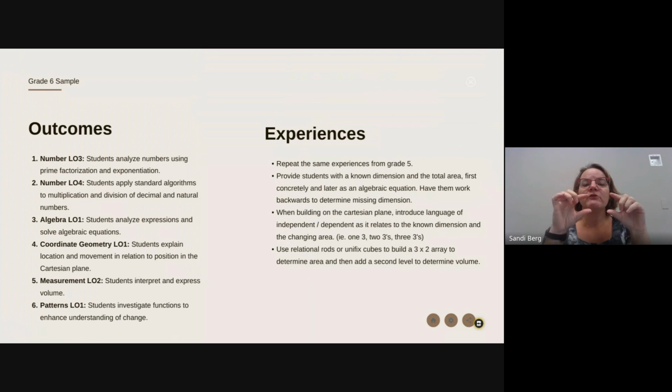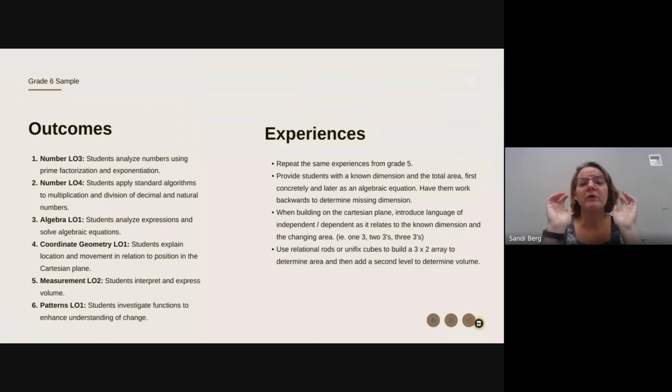And if I have it matched up to 1-inch square tiles, if I'm using the 1-inch square tiles, then we can connect back to that on the plane. It's kind of like when they built the multiplication grid, but just switch it to a coordinate grid, and then in grade 6, a Cartesian plane. But in grade 6, I can introduce the language of independent and dependent. The area is dependent on the length.